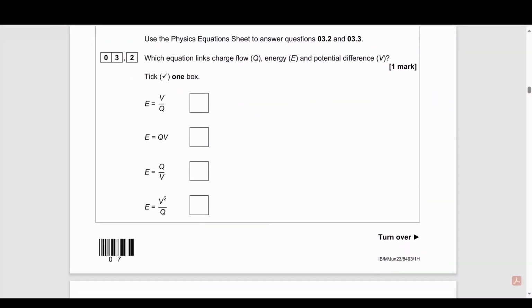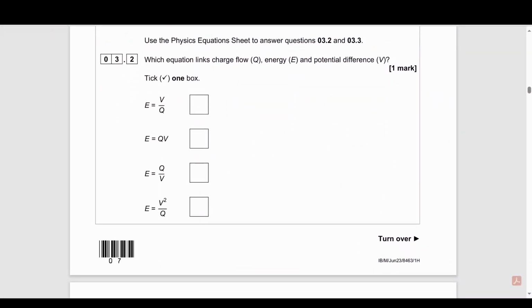Use the physics equation sheet to answer the next two questions. 3.2. Which equation links charge flow, energy, and potential difference? Tick one box. So finding the equation that involves charge and potential difference, you should notice that it will be the second one. Energy is equal to charge flow multiplied by potential difference.